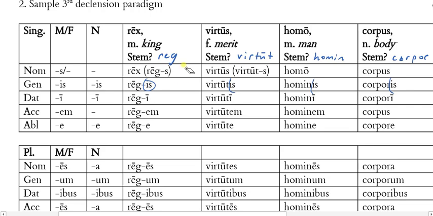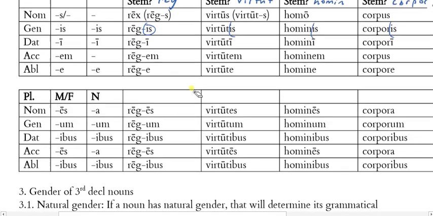So with our nominative rex, so that would be king, regis, of the king. So rex would be the king, of the king. Regi, so to the king. Regem would be the king as the direct object. Rege, this could be with the king.